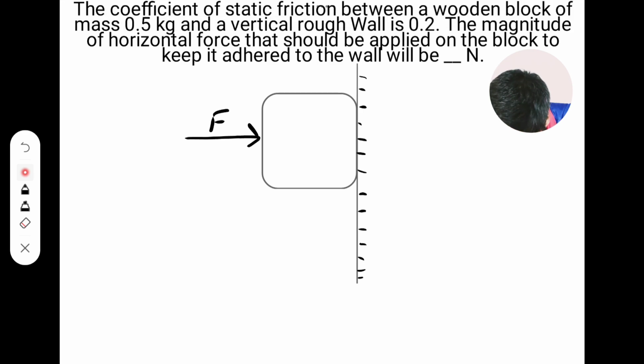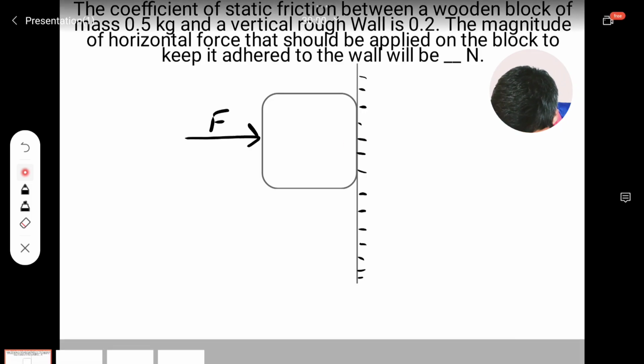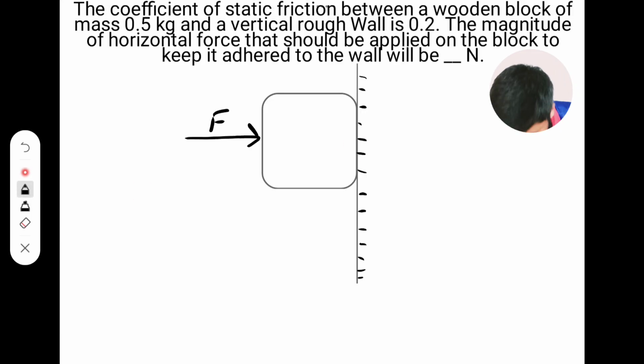Okay, so let us see all the forces. 0.2 is your coefficient of friction. Since coefficient of friction is present, these two surfaces are not smooth, they are rough surfaces. So there exists frictional force. Now we need to find what are the forces acting on this block. All the forces that are acting on this block we need to find.